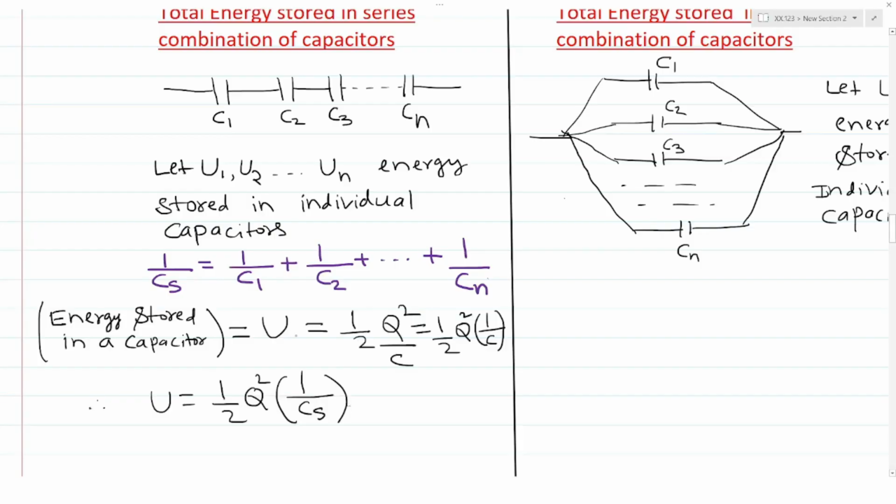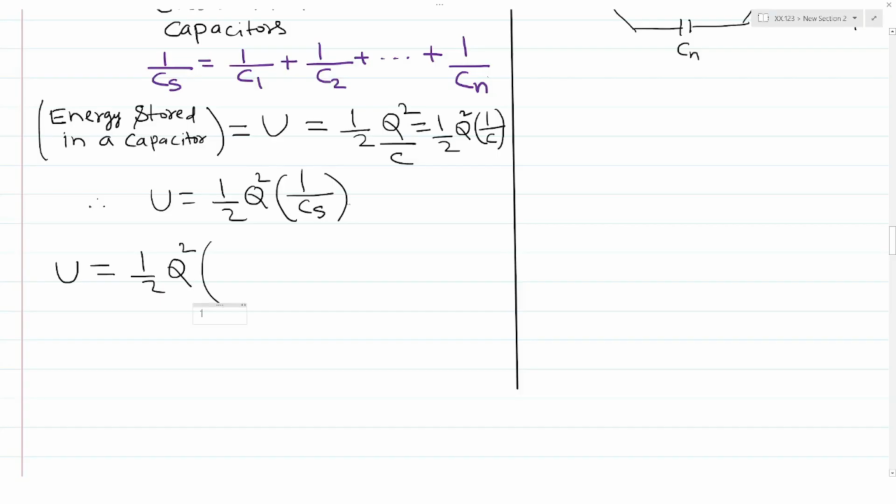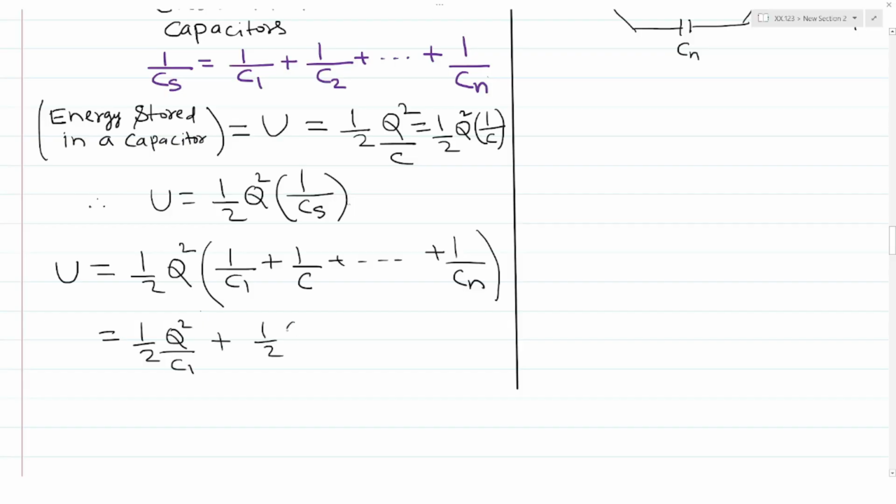The energy stored in a capacitor, U equals half Q square upon C, which can be written as half Q square into 1 upon C. Now 1 upon C here we can take as 1 upon Cs, that is the equivalent capacitance in series combination. Therefore, 1 upon Cs can be replaced by 1 upon C1 plus 1 upon C2 plus and so on plus 1 upon Cn. Now, opening the bracket, half Q square upon C1 plus half Q square upon C2 and so on plus half Q square upon Cn.